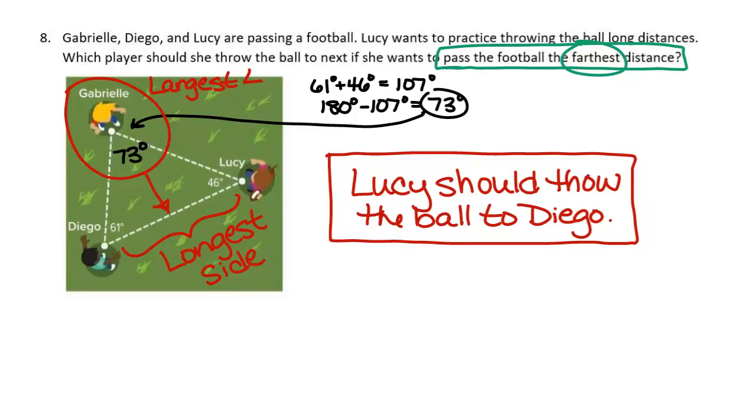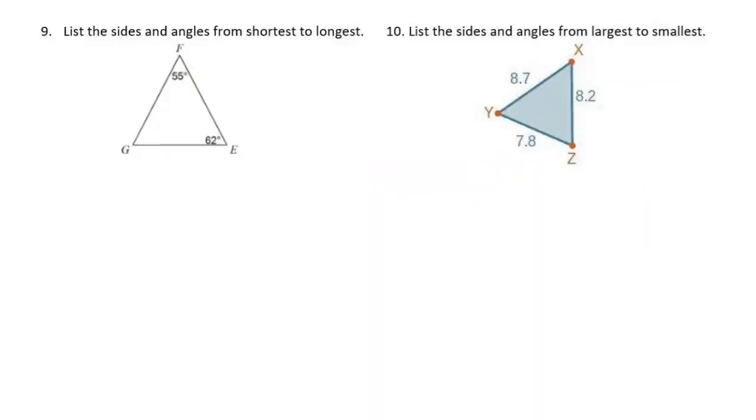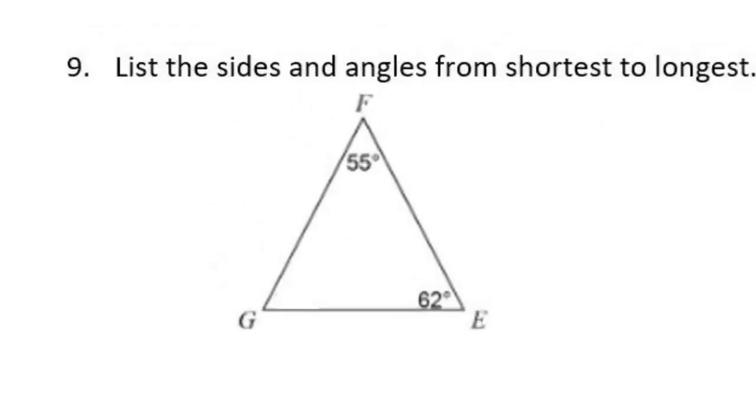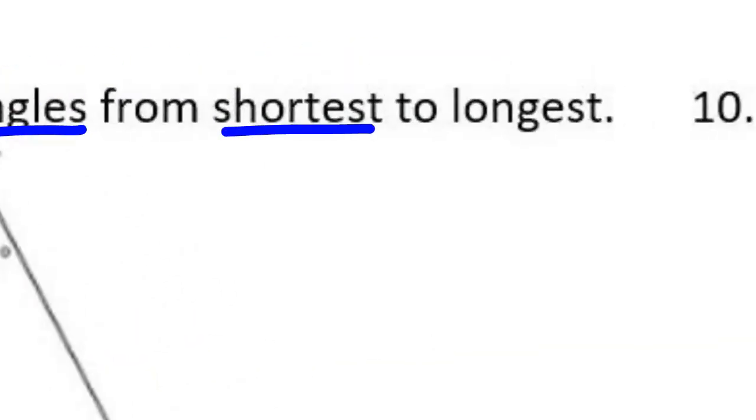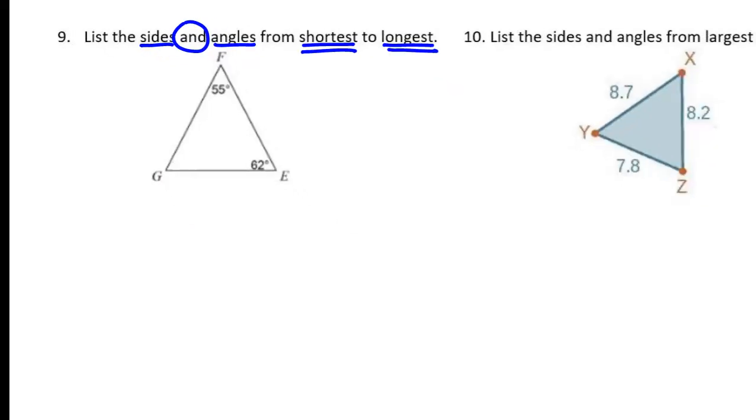All right, let's look down at the bottom of the page now. We've got a couple more examples where we're going to be taking these triangles, putting things in order from smallest to largest, or possibly from largest to smallest. Flip it around the other way. What makes number 9 different than the problems we were doing earlier is we're going to list the sides and the angles from shortest to longest. What do I need to know before I can do any of that?